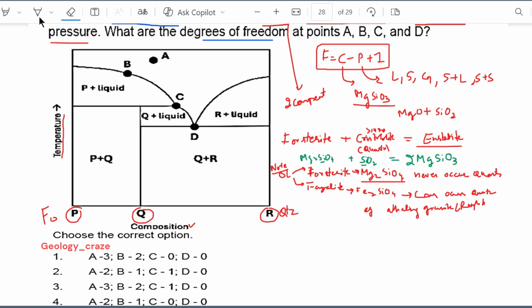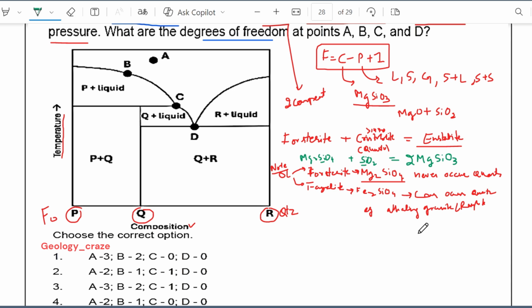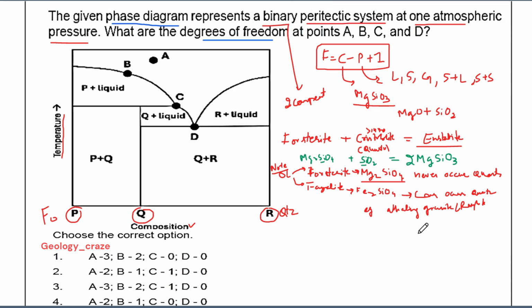Okay, so now this is our system in which phosphate and quartz is given as a binary, but quartz and feldspar means quartz and this phosphate can never occur together. So that's why in between enstatite is forming. This Q will represent enstatite. Why I'm not using PQR? So that you can understand that diagram properly.